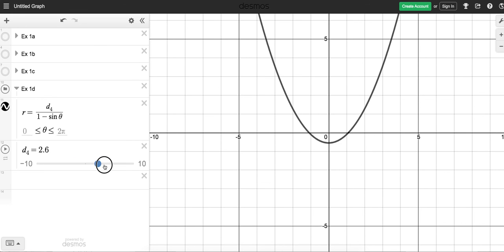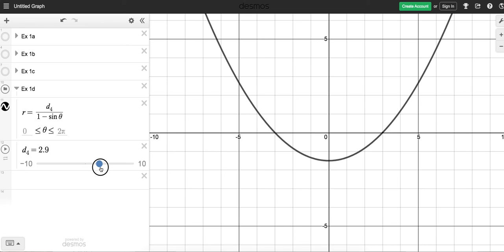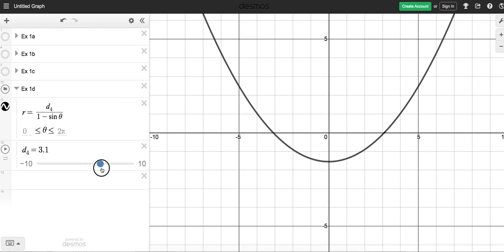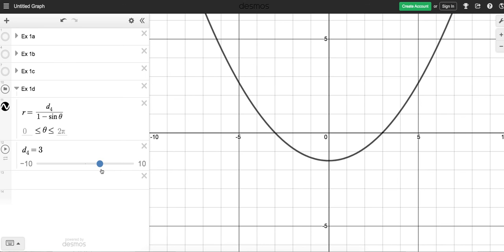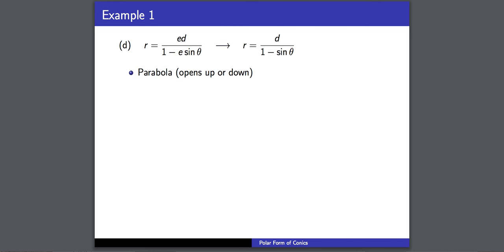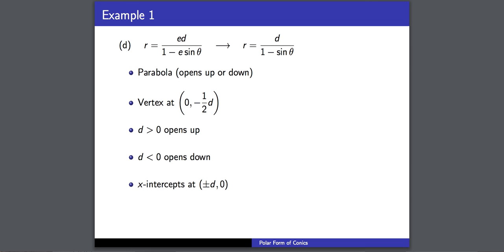When d is positive 3, there we go. Our vertex is at (0, -1.5), and our x-intercepts are at plus or minus 3, and 0. So it's a parabola opening up or down. Vertex at (0, -1/2 times d). If d is positive, it opens up. If d is negative, it opens down. And our x-intercepts, again, are at (plus or minus d, 0).